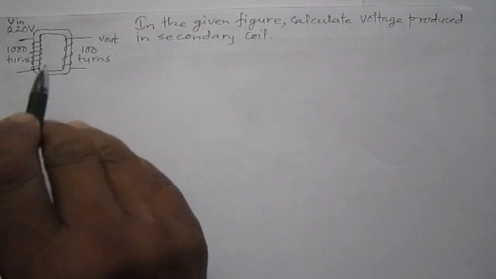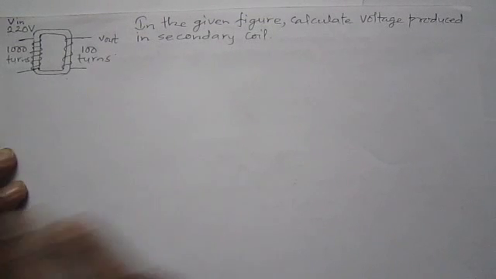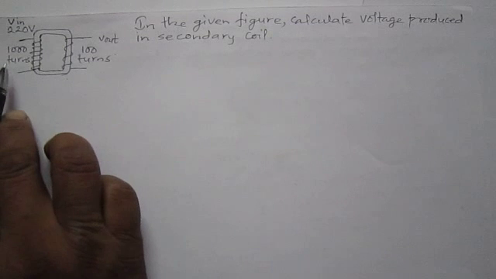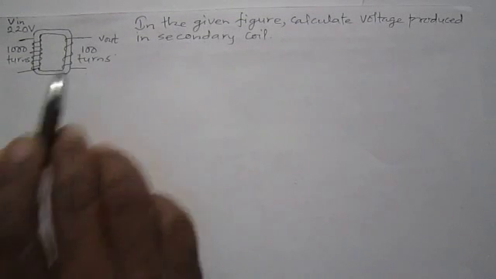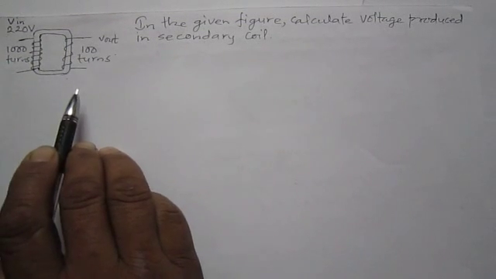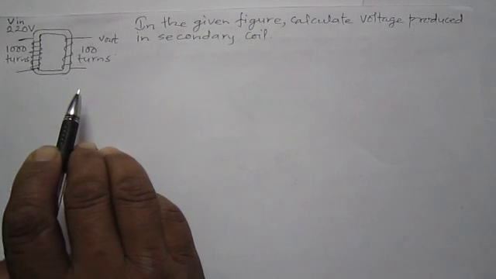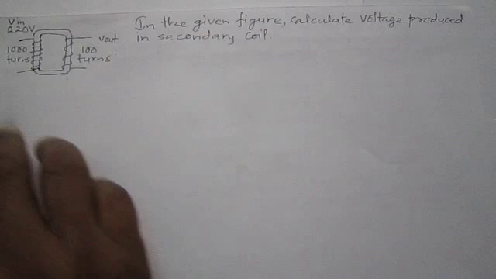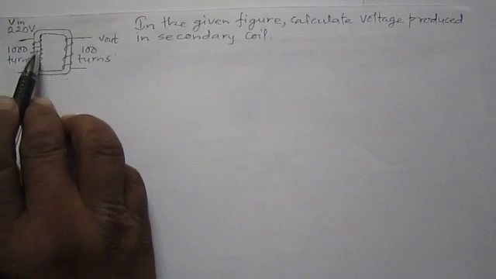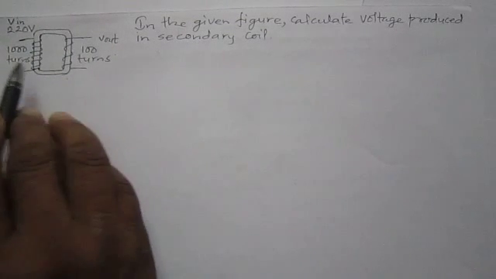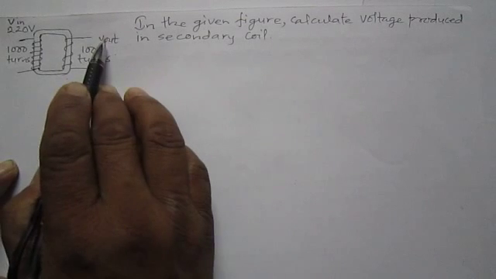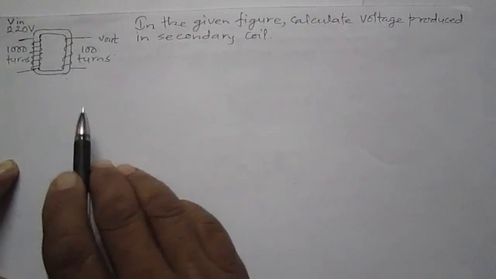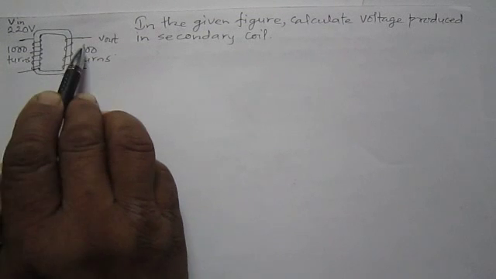This is a simple representation of a transformer, and here on the left hand side it is written 1000 turns, and on the right hand side 100 turns. We have to find out first which one is the primary coil and which one is the secondary coil. Now, V in means what? The voltage input is on this side, and input is always given from the primary coil, and here it is written V out. Output is always taken from the secondary coil. That's why this is the primary coil and this is the secondary coil.